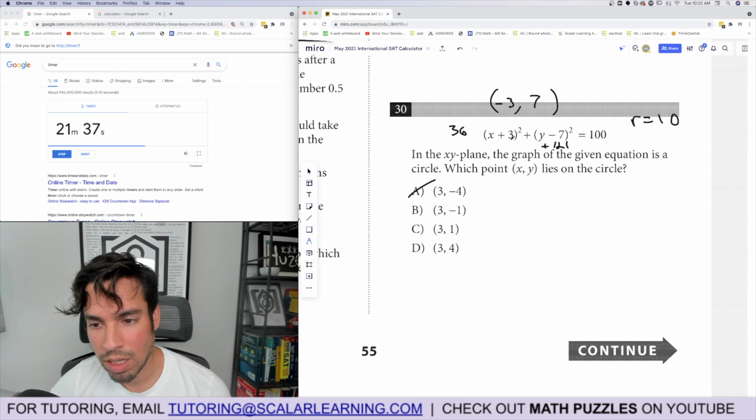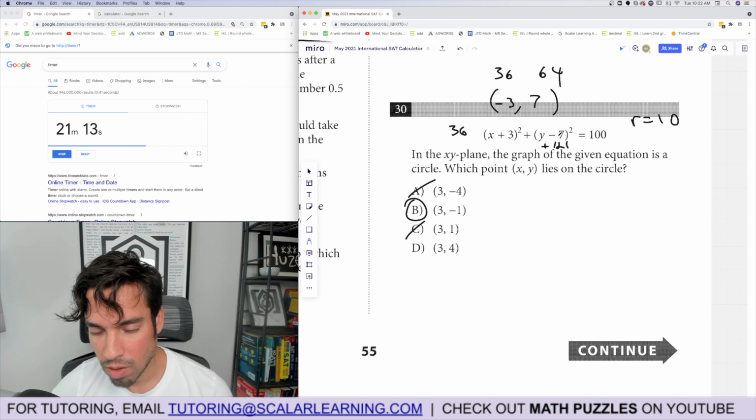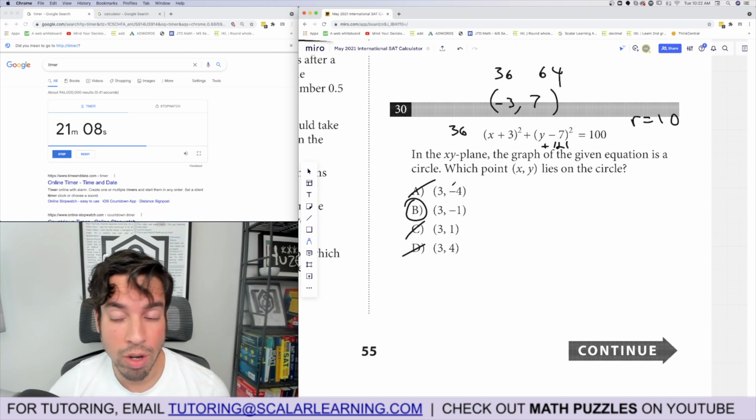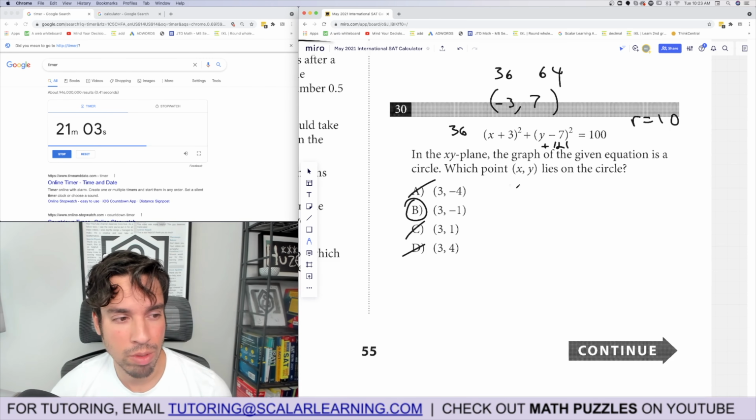Okay, so plug it in. 3, 6, that's 36. Again, -1 minus 7 is -8 squared is 64. So this is the winner, but let's keep going. 6 and -6, 36, 36, 72, out. 6 and 4 minus 7 is -3. So 36 plus 9, yeah, that one's out. You notice, by the way, they all use the x term of 3. So I could have also plugged in 3 and just solved for y. Let's do that anyways, and we'll double verify.